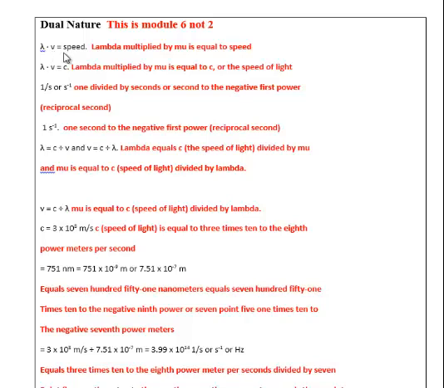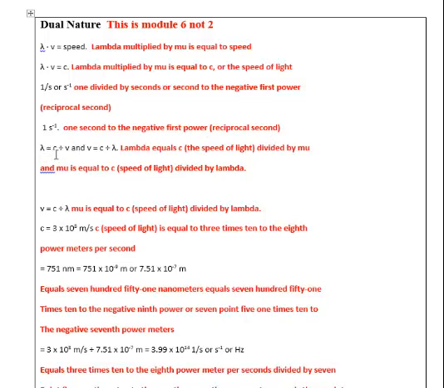Lambda multiplied by mu equals c, or the speed of light. 1 per second, or second to the negative 1. Actually, I'll say 1 divided by seconds. Okay, that's probably better. 1 divided by seconds, or second to the negative first power, also known as reciprocal second.